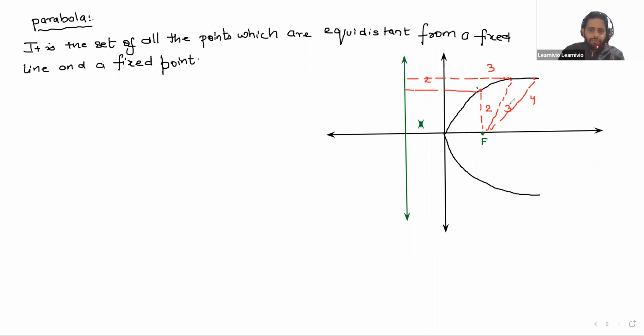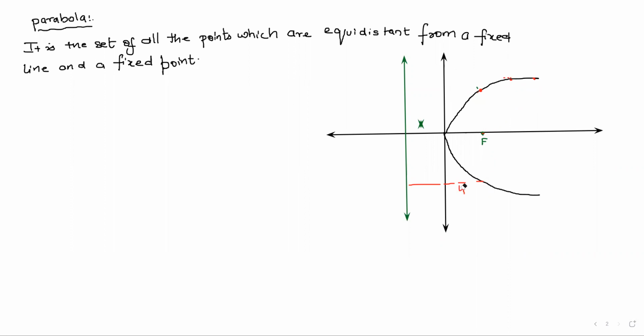So from this fixed point, if we find the distance, and this is that fixed line, the distance will always be equal. If we take a point over here and we calculate this distance, suppose this is 4, and if we calculate this distance, then this will be 4. So the collection of such points is called the parabola. This is the property of a parabola, that if you select any point on this parabola, then its distance from a fixed point and a fixed line is always the same, always equal. Okay, so the fixed point is called the focus of the parabola.